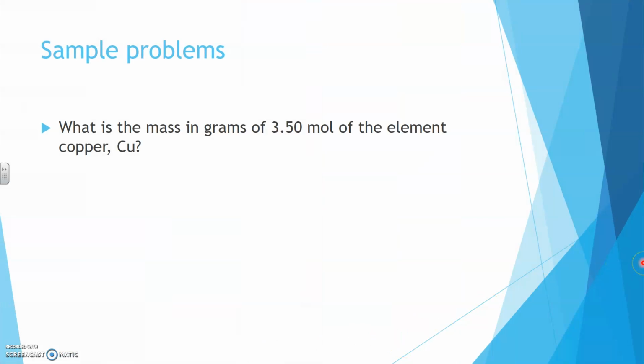All right, so what is the mass in grams of 3.50 moles of the element copper? So first thing you want to do, because you are converting from moles to grams, you do need to know the molar mass of copper. If you look at your periodic table, find copper, you see that copper has a molar mass of 63.546 grams in 1 mole.